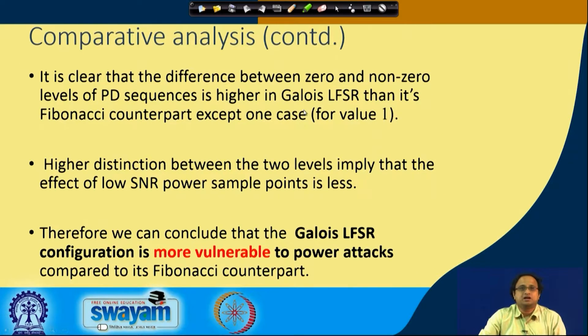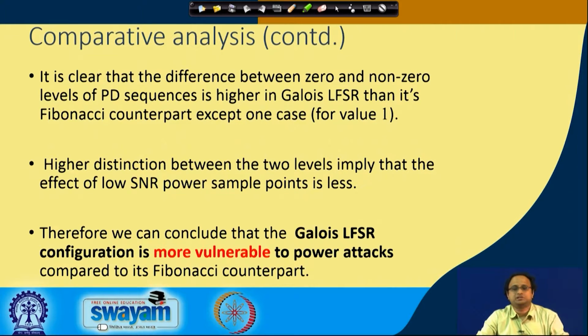So it is clear that the difference between 0 and non-zero levels of PD sequences is higher in the Galois LFSR than its Fibonacci counterpart. As we have seen, the gap is much wider in the Galois LFSR, and therefore a higher distinction is possible between the two levels, and this implies that the effect of low SNR power sample points is less. That means the effect of noise will be less in the case of Galois LFSR, because remember that if there is noise on top of it, there is quite a high chance that the 0 and the 1 difference will get blurred.